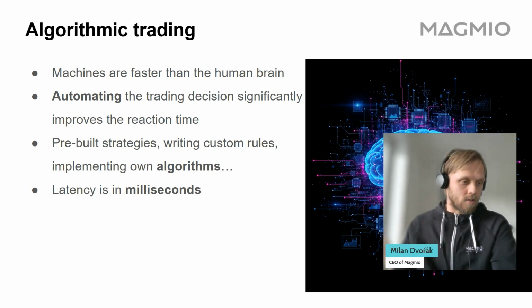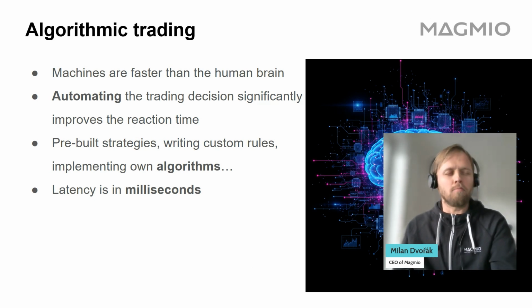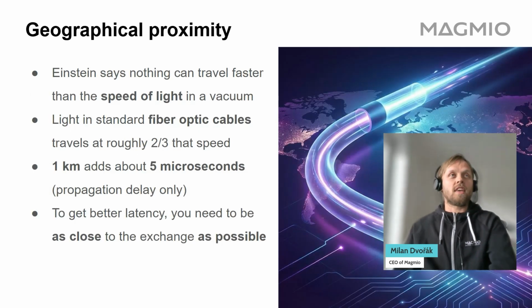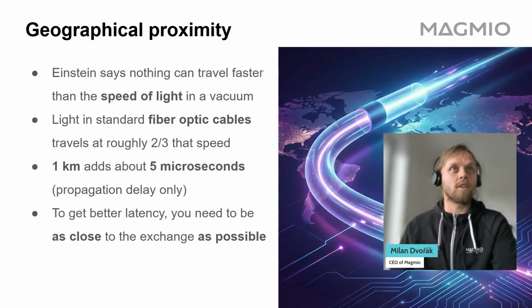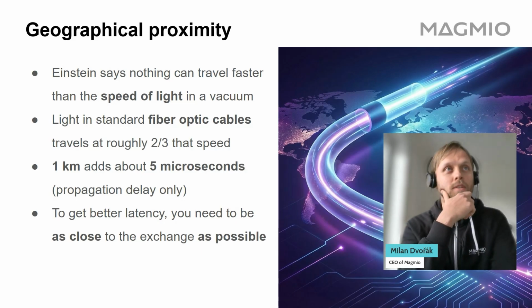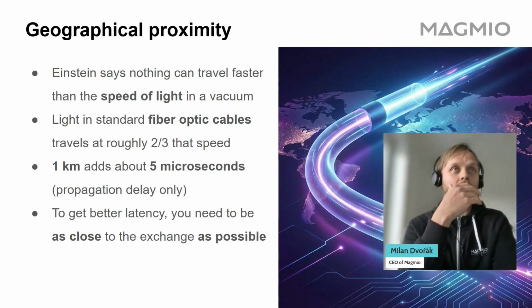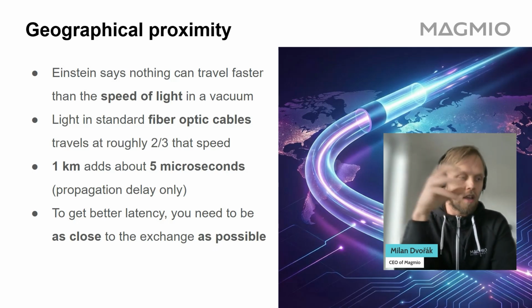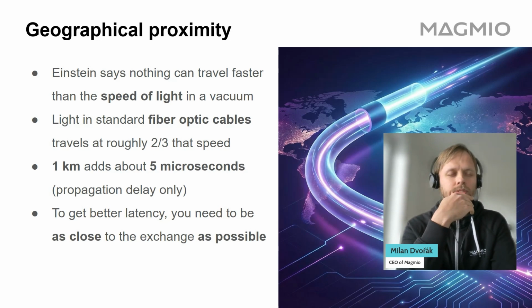So now, if you have an algorithm and you believe that lower latency will get you higher profit, the first thing you typically focus on is geographical proximity. Einstein's theory says that nothing can travel faster than the speed of light in a vacuum. So right now we believe that's true, if you don't count the world of science fiction. So that's some kind of limit for us. We can't get faster than that.